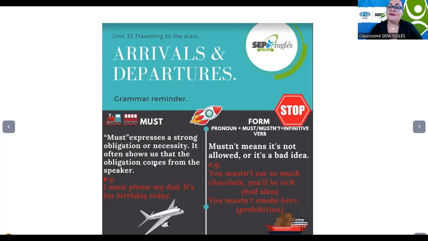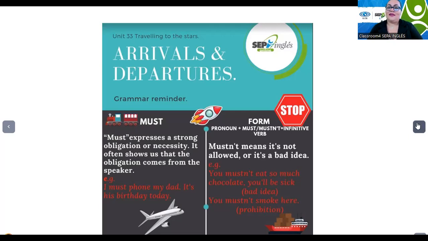Again, must expresses a strong obligation or necessity. It often shows us that the obligation comes from the speaker. I must phone my dad. It's his birthday today. Mustn't means it's not allowed or it's a bad idea. Significa que no está permitido o que es mala idea. You mustn't eat so much chocolate. You'll be sick. No debes comer tanto chocolate, te vas a enfermar. You mustn't smoke here. No debes fumar aquí.